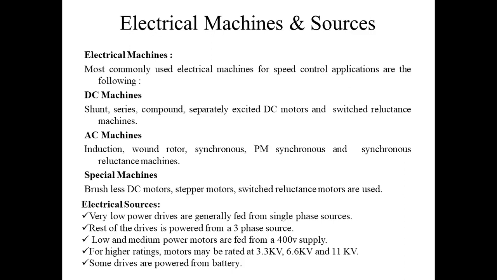Then coming to the AC machines, we have the induction motor and the wound motor. The wound motor is nothing but a slip ring induction motor. And the synchronous motor, which runs at constant synchronous speed, the permanent magnet synchronous motor and the synchronous reluctance motor. These are the varieties of AC machines. And if you come to the special machines, we have the brushless DC motor, stepper motor and switched reluctance motor.